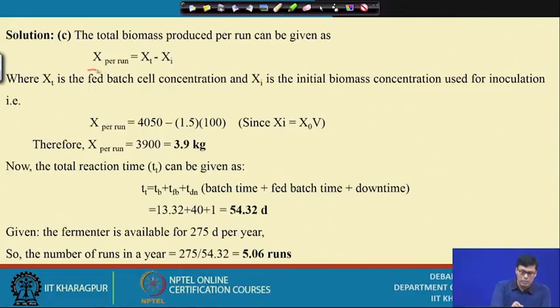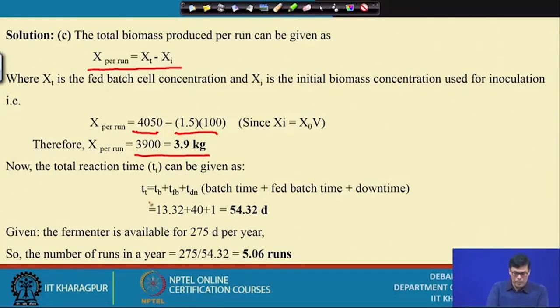How much cell mass can we produce? This is the total cell mass, and this is the initial cell mass. Per run, we previously found the cell mass concentration to be 4.05 kg, that means 4050 gram, and this is the initial cell mass that was present. If you multiply that, you get how much cell mass you produce per run.